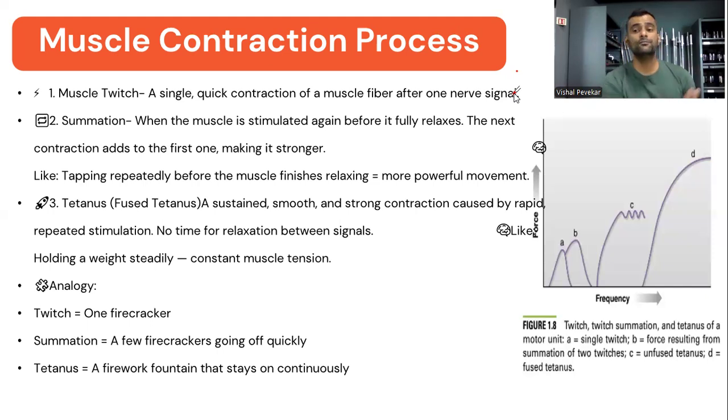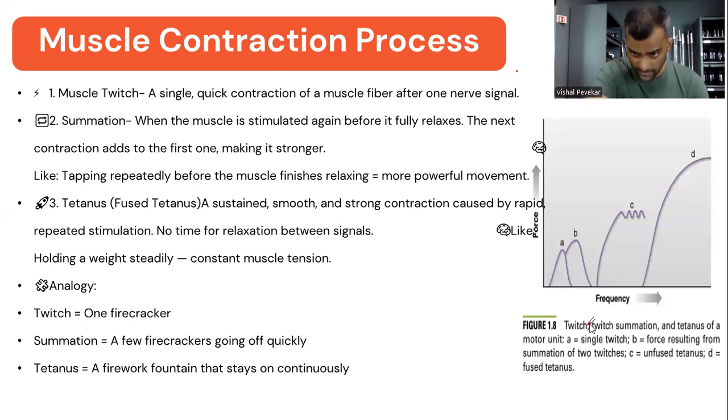A simple analogy: a twitch is like one firecracker, boom. Summation is where you have a few firecrackers going off quickly, tap, tap, tap. And tetanus is like a fire fountain that stays continuous.